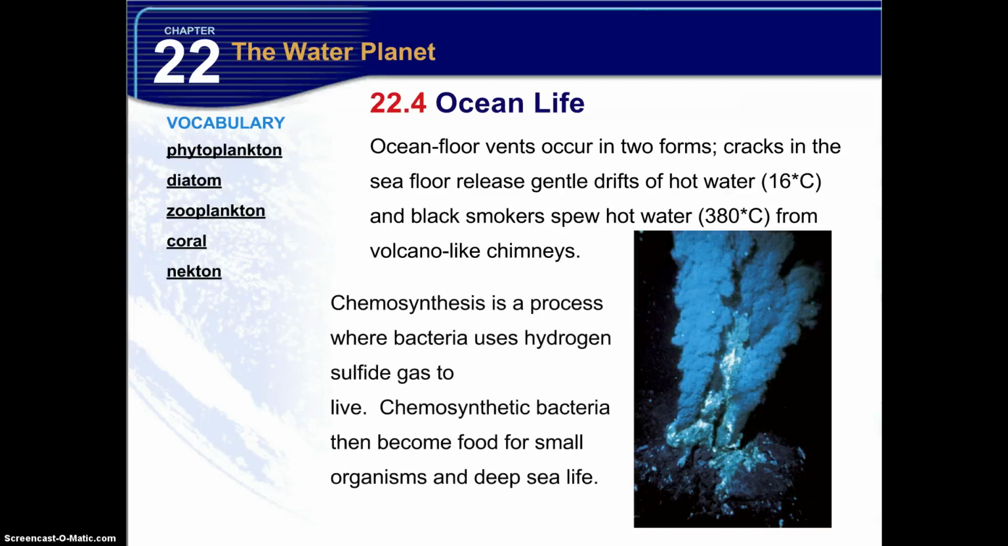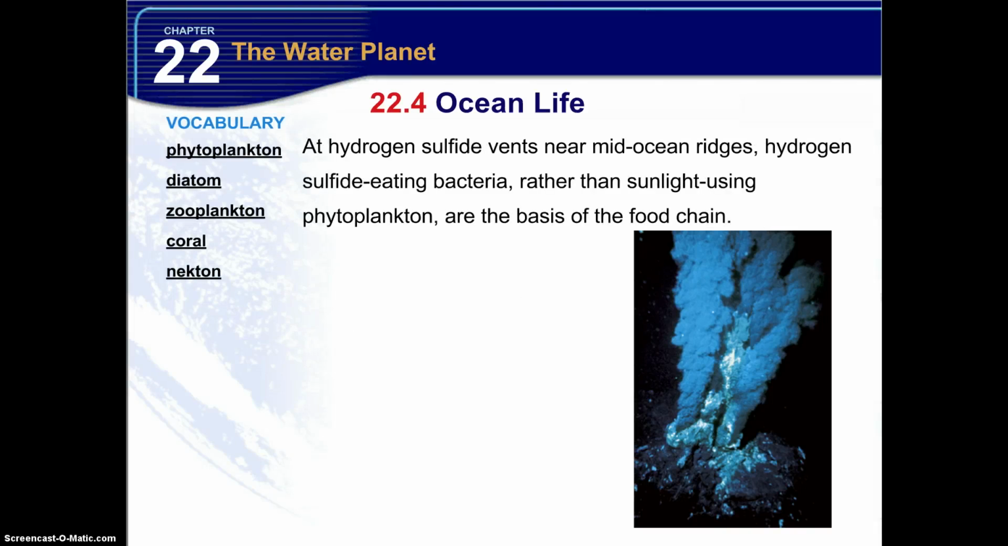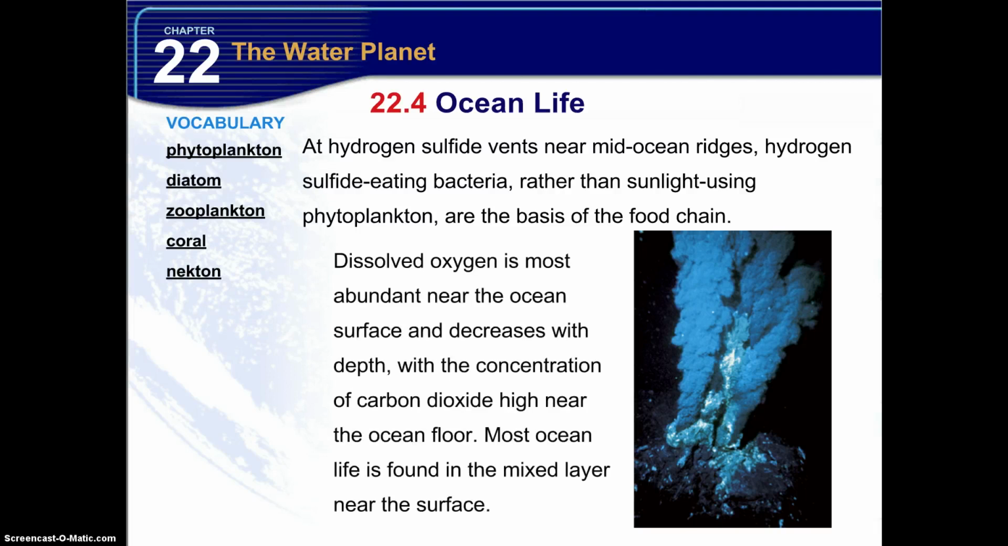Now, chemosynthesis is a process where bacteria use hydrogen sulfide gas to live. Chemosynthetic bacteria then become food for small organisms and deep-sea life. This is how deep-sea life actually flourishes. At hydrogen sulfide vents near mid-ocean ridges, hydrogen sulfide eating bacteria, rather than sunlight using phytoplankton, are the basis of the food chain in these deep sea areas.